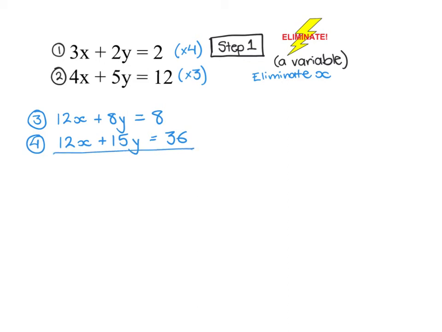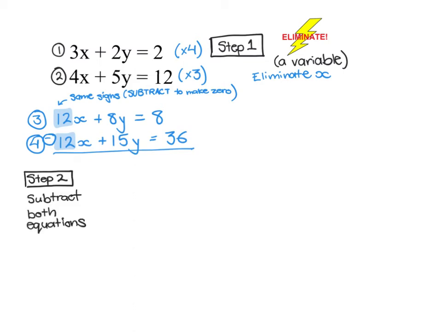Okay, so now we have to get rid of the x's. So again, notice the coefficients are the same. Now, they both have the same sign, meaning they're both positive. So to make it a 0, we're going to have to subtract it. So let's put that subtraction sign there. And then step number 2, let's subtract both the equations. Now the first column we can just cancel because that's 0. And 8y minus 15y comes to negative 7y. And then 8 minus 36 comes to negative 28.